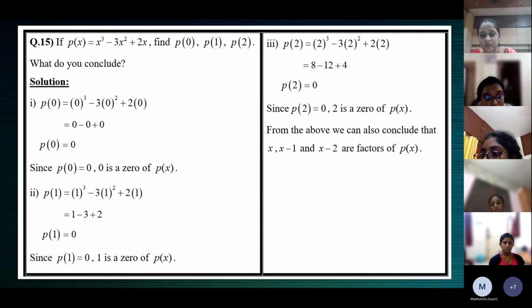So find P of 0, P of 1, P of 2. What do you conclude? We conclude that 0, 1 and 2 are the zeros of P of x. And we can also say that x minus 1 and x minus 2 are the factors of P of x.